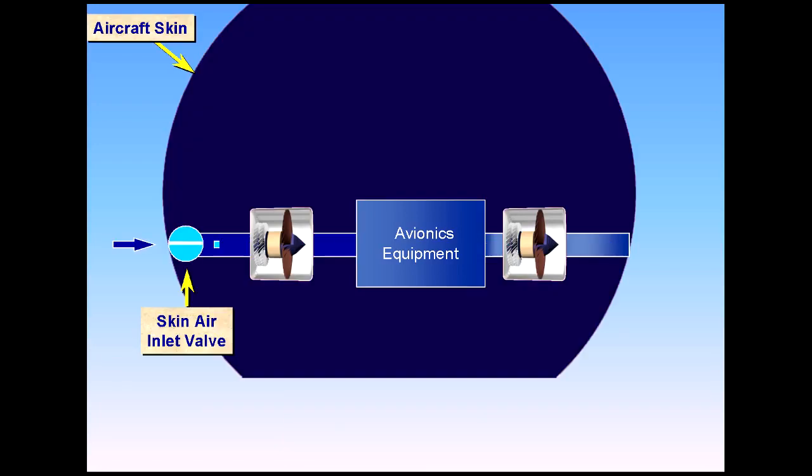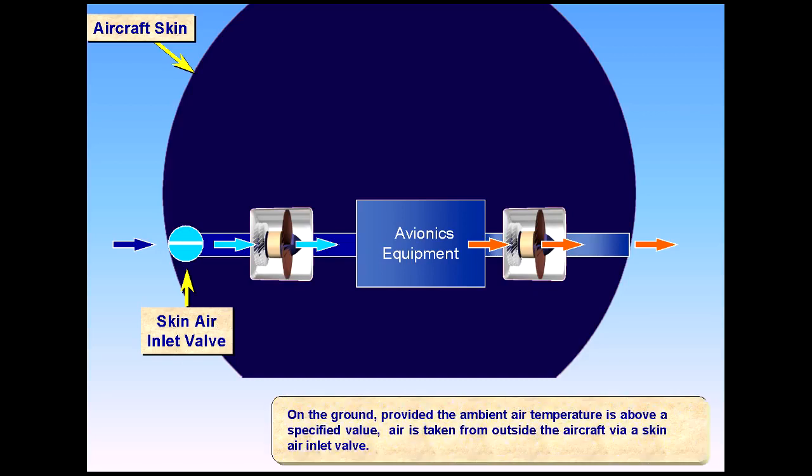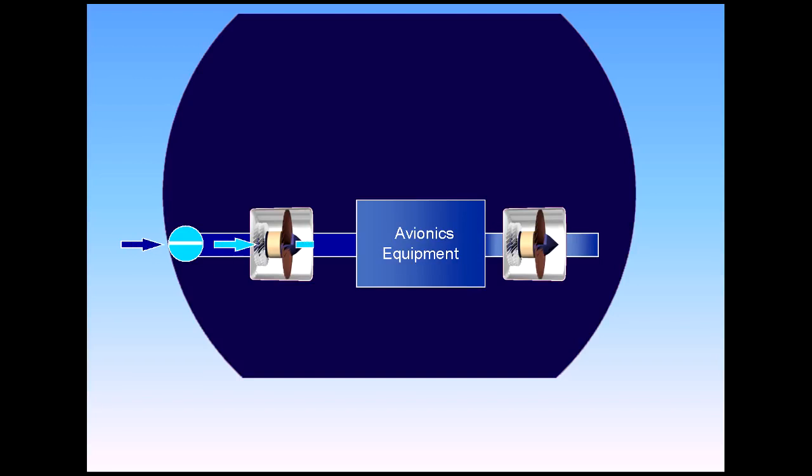On the ground, provided the ambient air temperature is above a specified value, air is taken from outside the aircraft via a skin air inlet valve. The air is blown through the avionics equipment, extracted, and then discharged overboard via an extract valve. This is known as open circuit configuration.